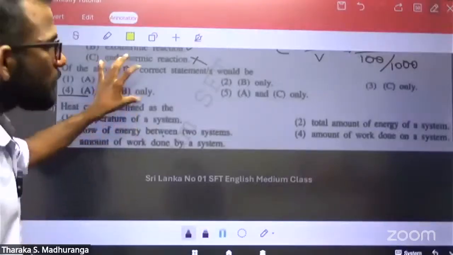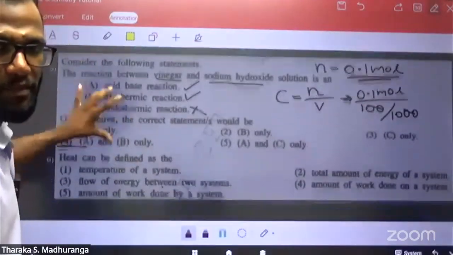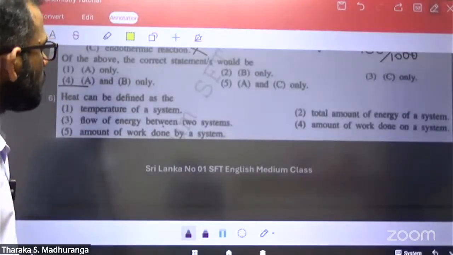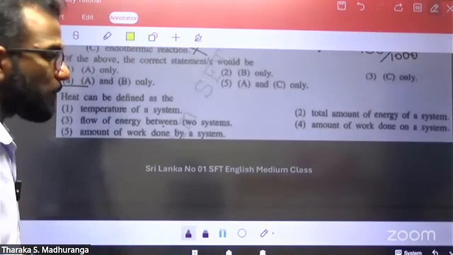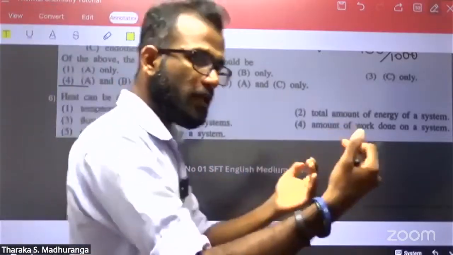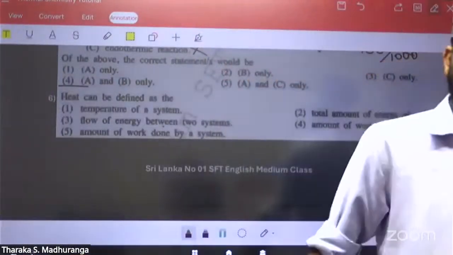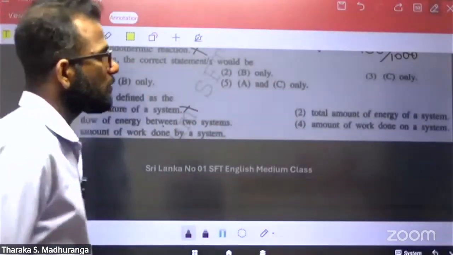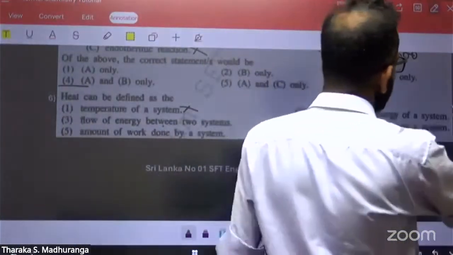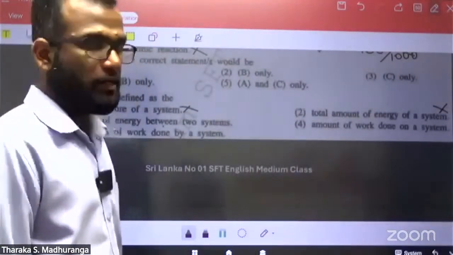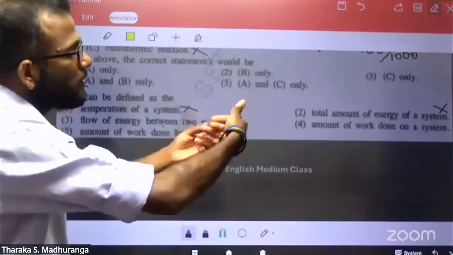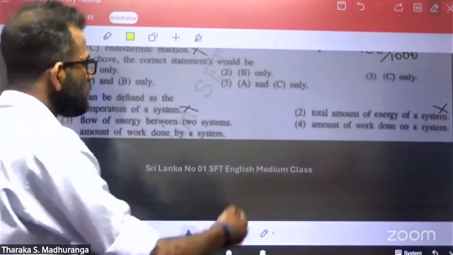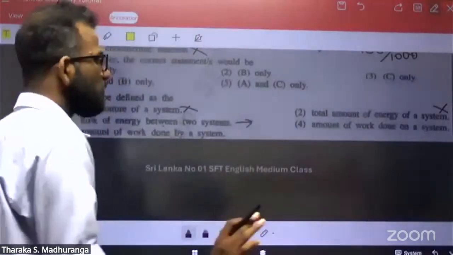Next question, 2018. Heat can be defined as the temperature of the system? No. Heat is a type of energy. Temperature is a measurement of heat energy. It is different. The total amount of energy of the system we do not call heat; we call that the total energy. The flow of heat between two systems, yes, that we can consider.